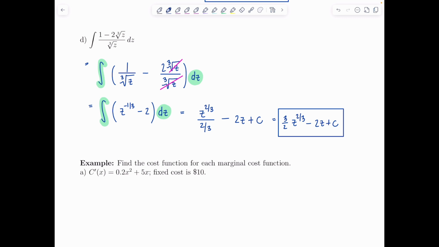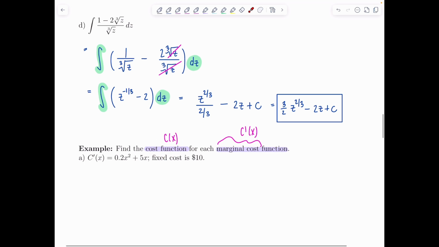Okay, let's look at a little bit of econ applications. And remember marginal cost. Marginal cost function is the derivative of our cost function. So now that we know antiderivatives, we can go backwards and find cost functions. So that's precisely what we're being asked to do here. It says find the cost function for each marginal cost function. So remember, marginal cost is c prime of x, and the cost function is c of x. So now they're going to give us this guy, and we have to find the OG, the original cost function.